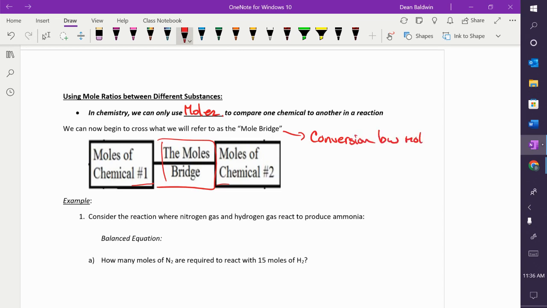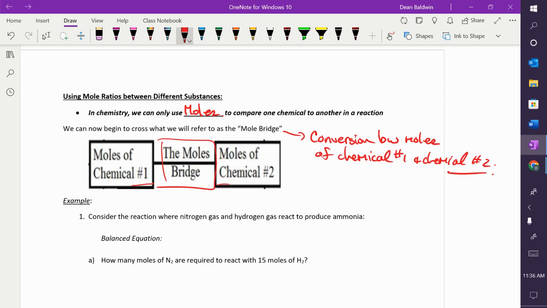Between moles of chemical number 1 and chemical number 2. That's all the moles bridge is. And you know how to do this. We're going to do some practice stuff, but you sort of know how to do this. You're using the reaction to do that.